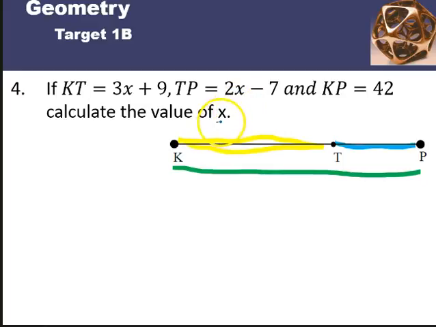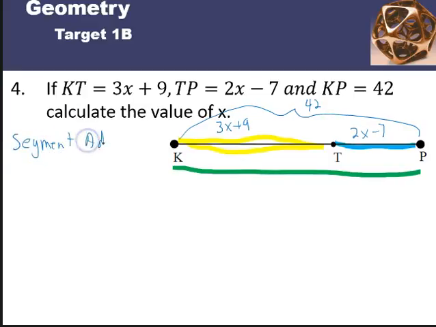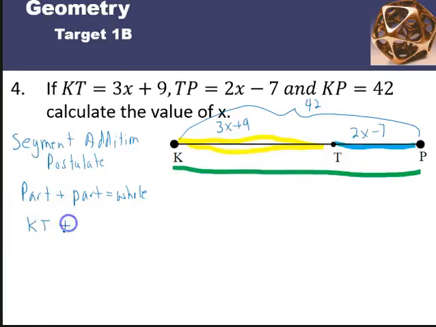I know that KT is 3x plus 9, and TP is 2x minus 7, and then the whole thing, again, is 42. So to solve this, we're going to use, remember, what's called the segment addition postulate. The segment addition postulate basically says that part plus part equals whole. So one part is this yellow part, and the name of that part is KT. The other part is this blue part, and that's called TP. And the whole thing is the green part, and that's called KP.